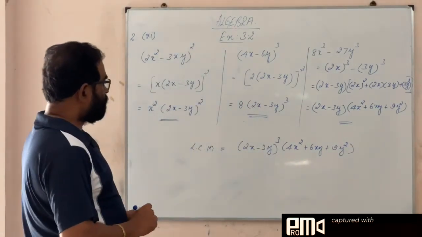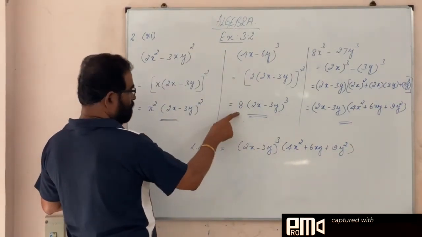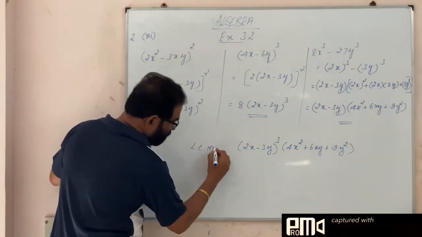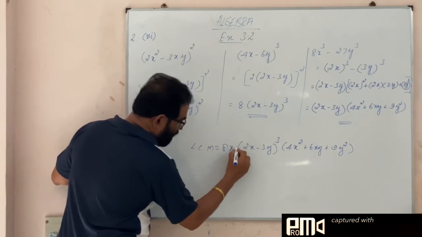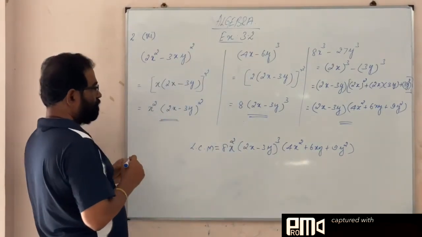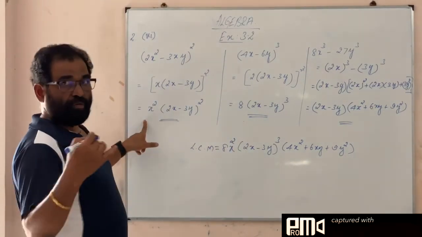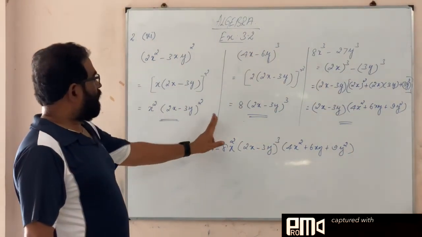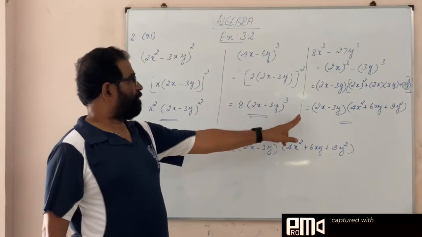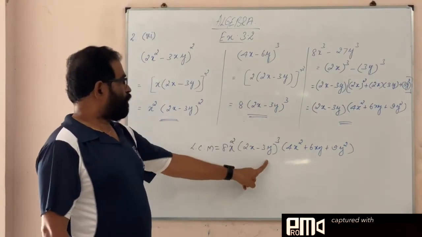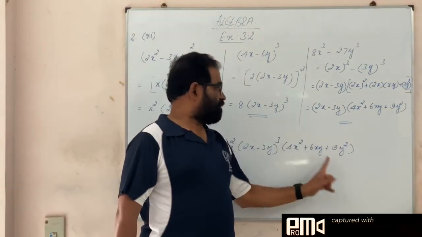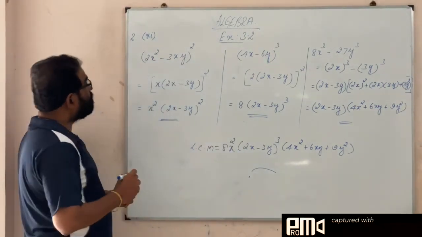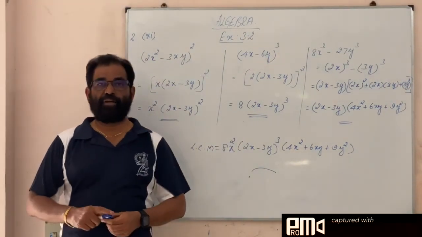Everything taken? No, something is missing. This 8, here an x square. So this will be 8x square. They are not common, even then we have to take them. Then the higher power for 2x minus 3y, this is the higher power. You took that. Then the next uncommon thing is this. That's all. LCM. Okay? Thank you.